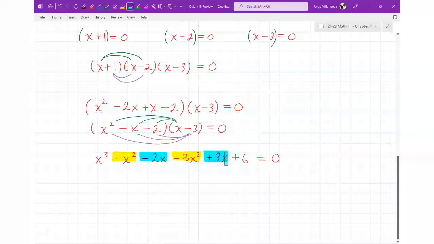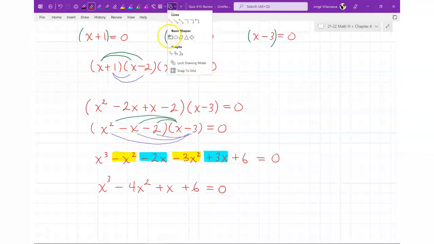So let's combine them. So x cubed, -x squared minus 3x squared is a -4x squared. -2x plus 3x is a positive x plus 6 equals 0, and you're done.